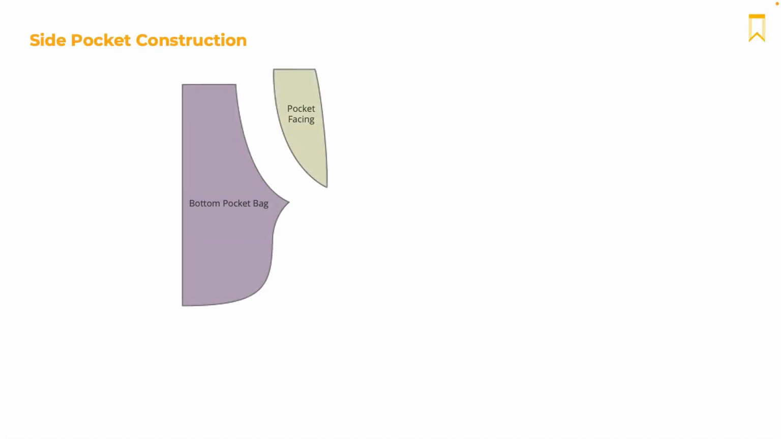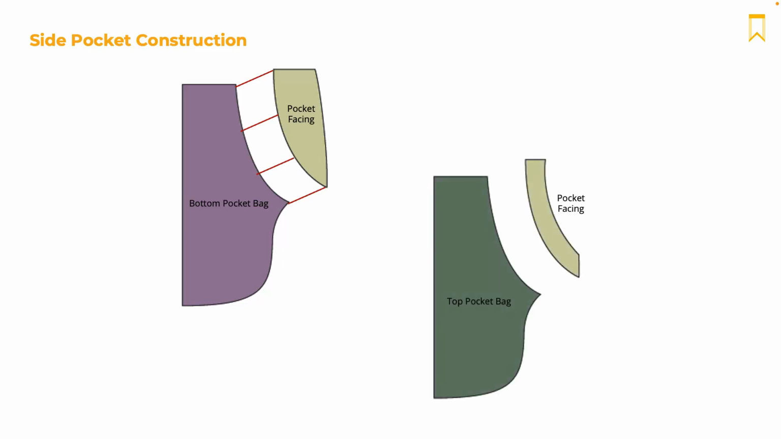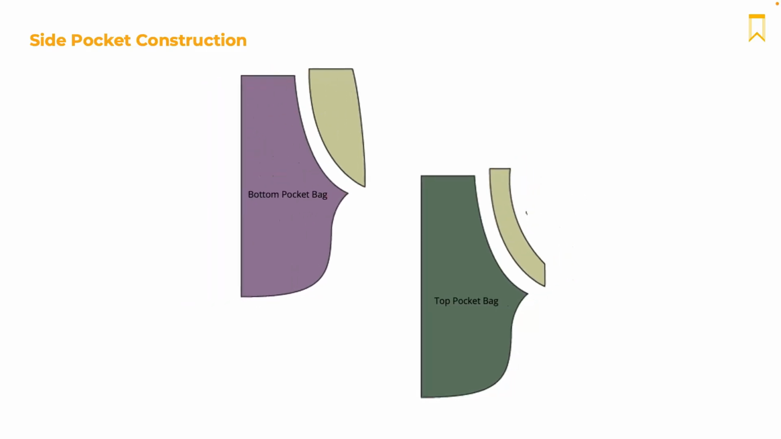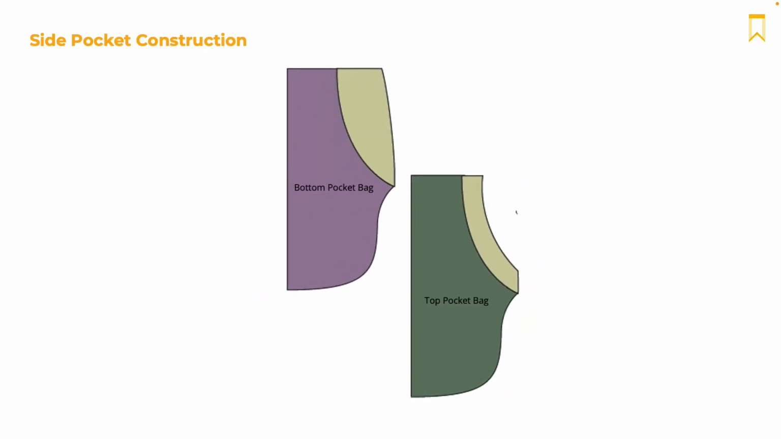Take a look at this diagram to have an understanding about how the pocket is constructed. The bottom pocket bag is stitched to this facing. Then the top bag is stitched to the new facing we have extracted. Then the edges of the top and bottom pocket bags are stitched, including the parts where the facing overlaps. Lastly, this edge of the pocket facing is stitched to the pocket opening on the leg pattern.